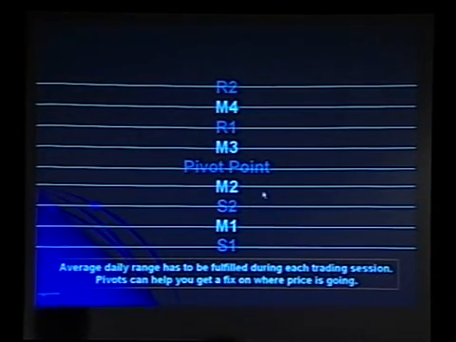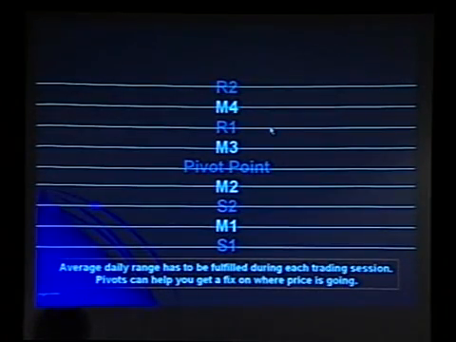So all I'm saying is that support levels can become resistance levels, and resistance levels can become buy levels. It depends on the trend, it depends on where price is going, okay? But normally the bias is buy here, sell there. It's just a guide, okay?